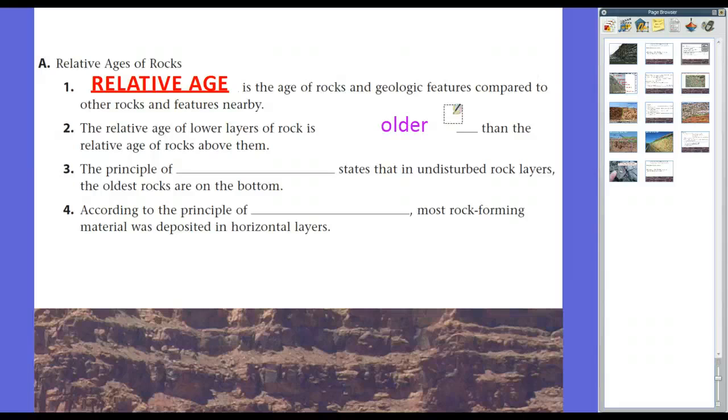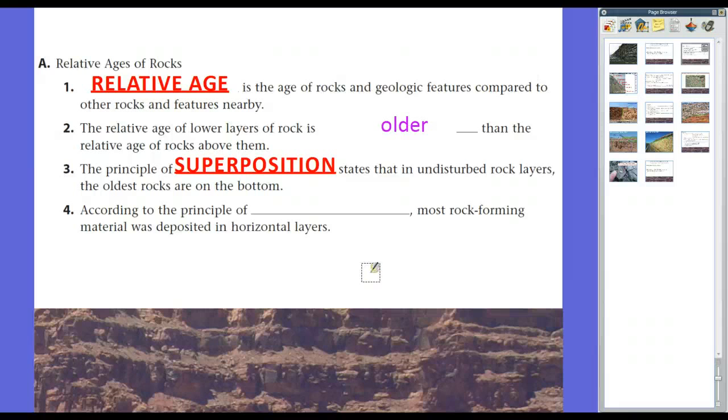And this idea is a geologic principle we call superposition. Super meaning above or greater, and position meaning, well, where something is placed. So the principle of superposition essentially says that in undisturbed layers of rocks, the oldest rocks are on the bottom. Now, if they're disturbed, well, then we'll get into something later on about that.